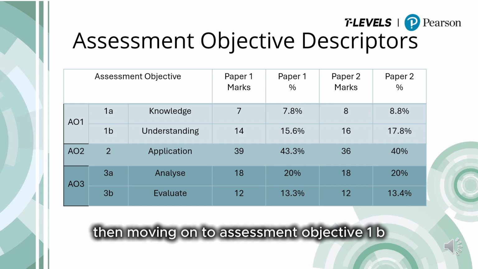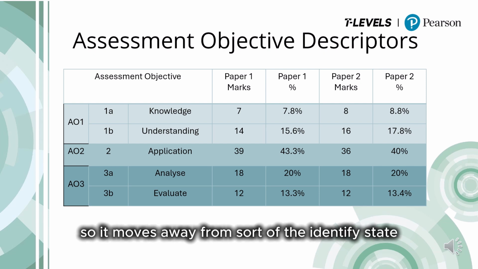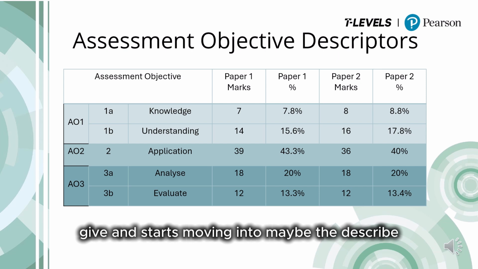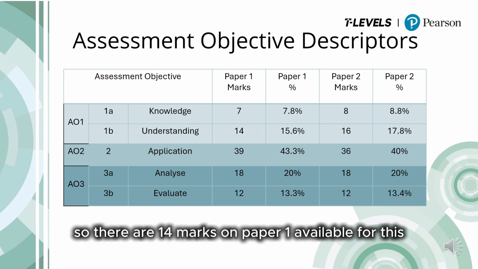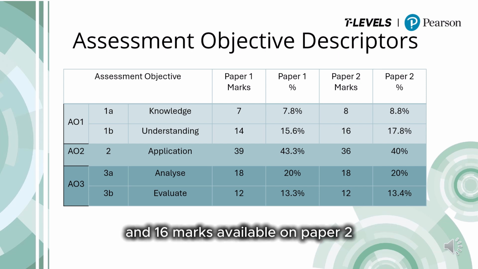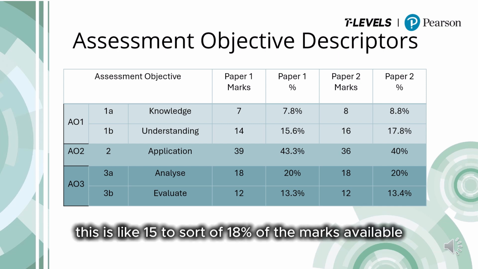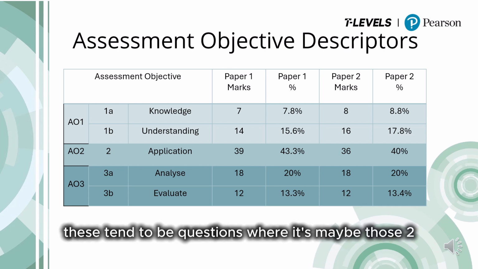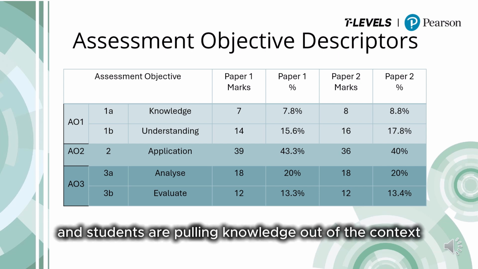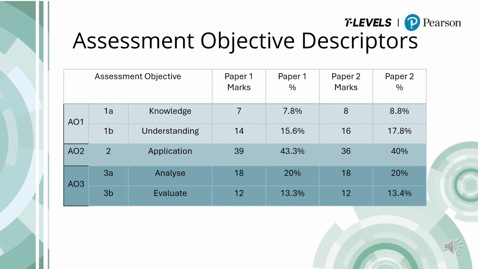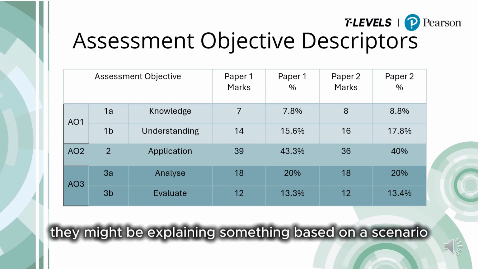Then moving on to assessment objective 1B, this is where they move into understanding. It moves away from identify, state, give, and starts moving into the describe or explain territory. There are 14 marks on paper 1 available for this and 16 marks available on paper 2. So this is like 15 to 18% of the marks available, which is quite a number of marks. These tend to be those 2, 3, 4 mark questions, or it might be a context question where students are pulling knowledge out of the context and then answering it. So they might be explaining something based on a scenario.